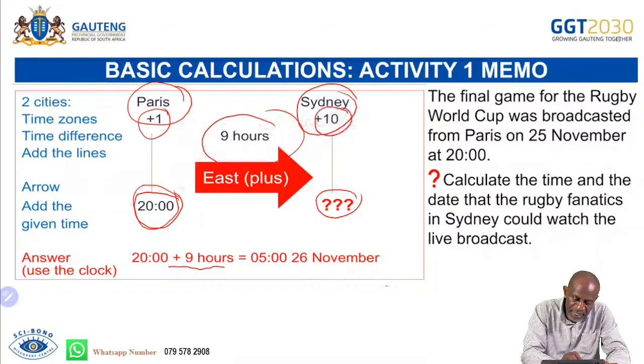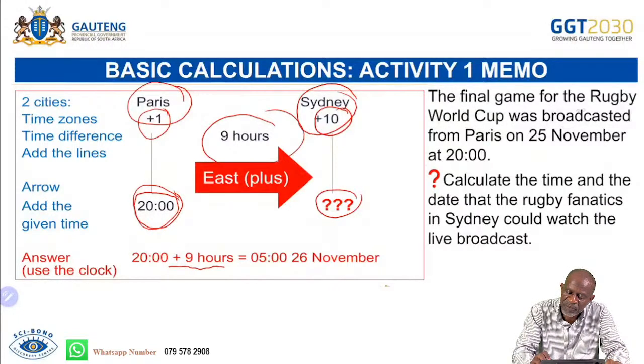Add the lines. So if we add these lines from 1, you'd have 2, 3, 4, 5, 6, 7, 8, 9, 10, which gives you 9 counts, and that is your time difference. The arrow, you have to add from the given time, and the arrow shows that the direction of our movement is towards the east, or eastward, and use the clock to find the exact time.